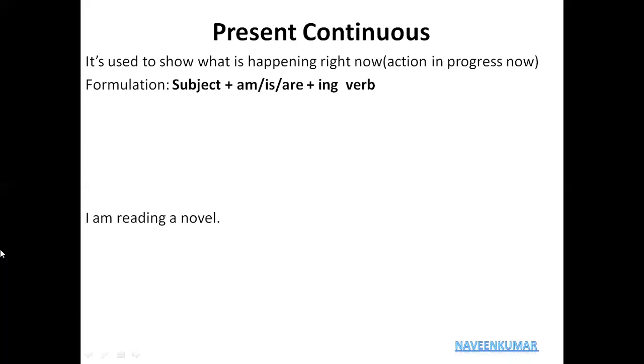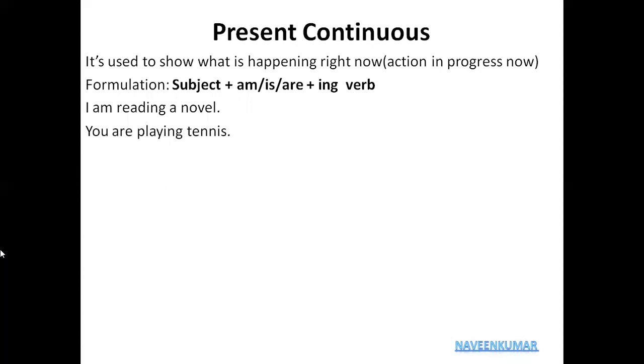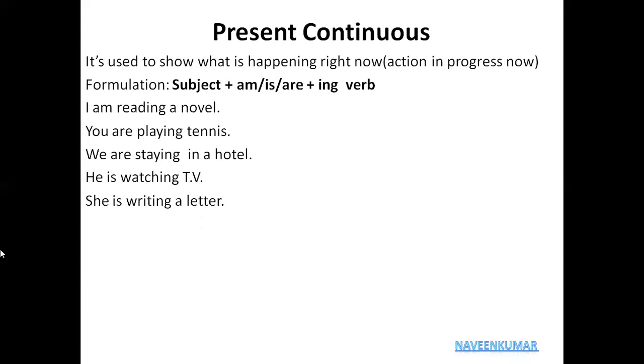Let's see a few examples. I am reading a novel. You are playing tennis. We are staying in a hotel. He is watching TV. She is writing a letter. It is raining heavily. They are playing soccer. All these actions are happening right now. They are taking place right now. So the verb is in ing form. So that's it about the present continuous tense.